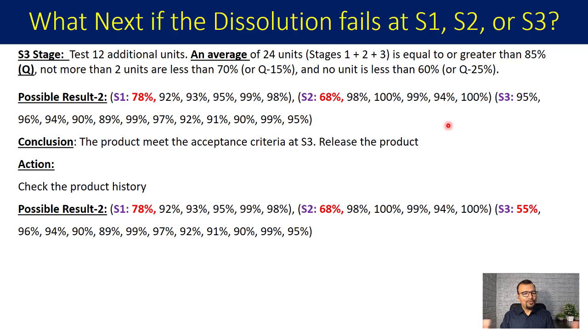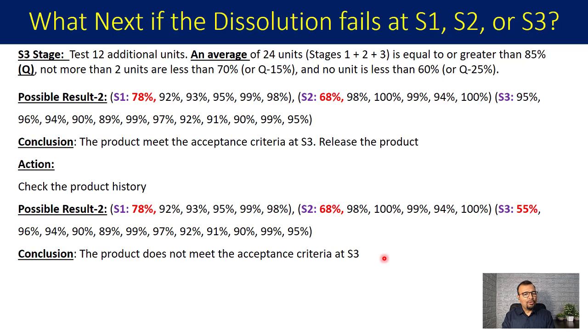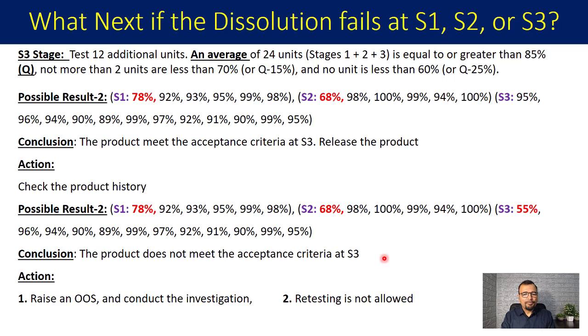Possible result 2: I have shown intentionally one unit not meeting the S3 stage, which is 55%, less than 60% or Q minus 25%. Conclusion: the product does not meet the acceptance criteria even at S3 level. What actions can you think of? The first and foremost, you can raise an OOS, because this is the time where your product is now not meeting the specifications, and conduct the investigation.